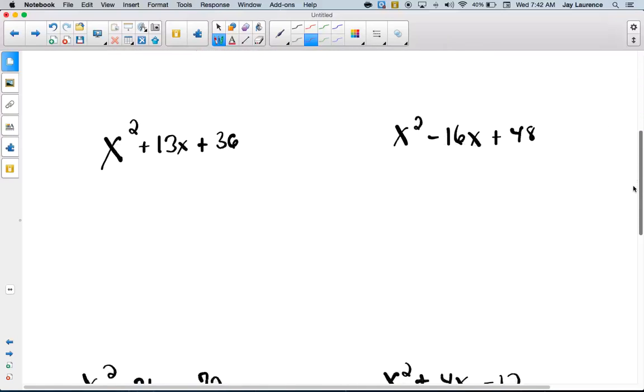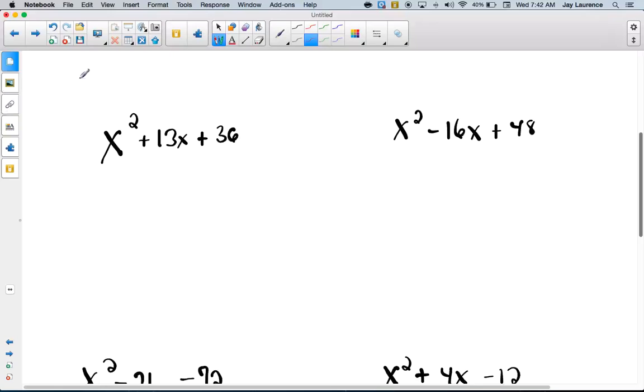So here we go. I'm going to do the one on the left. You can pause the video and do the one on the right. Then I'll do the one on the left. You can pause the video and do the one on the right. Okay, so here we go.